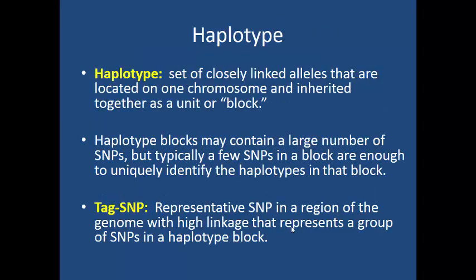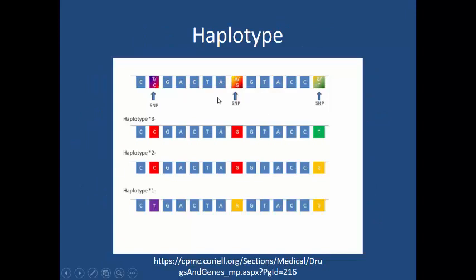And so, again, I just want to reiterate this haplotype concept. During recombination, chromosomes containing segments of DNA are taken randomly from the two different parental chromosomes. And generally, sequences of DNA that are close together tend to be inherited together in units or blocks. So again, a haplotype is a set of closely linked alleles that are located on one chromosome and inherited together as a unit or a block. So this is showing you a depiction of the haplotype. Again, we're showing one chromosome here, and we're showing 3 different SNPs.